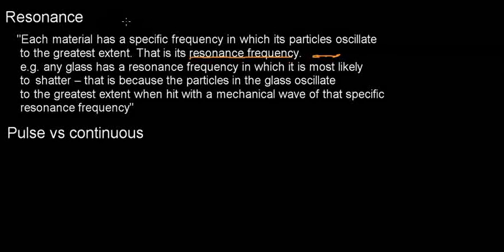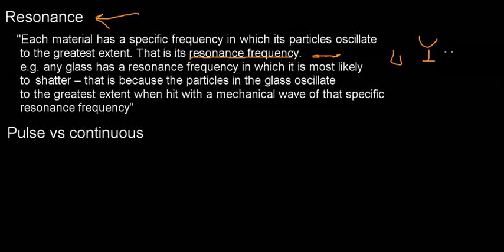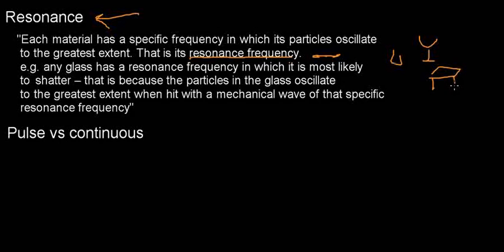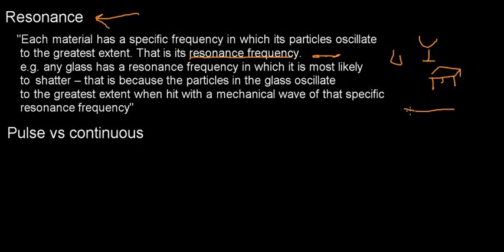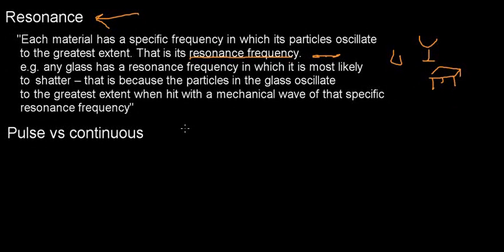So this is resonance and resonance frequency. Each material, a glass A can have a specific resonance frequency. This glass would have another specific resonance frequency. You can have a resonance frequency for a table. You can have a resonance frequency for a bridge. So really, anything can have a resonance frequency. This is a horrible looking bridge. Let's take a look at what is pulse ultrasound and continuous ultrasound.